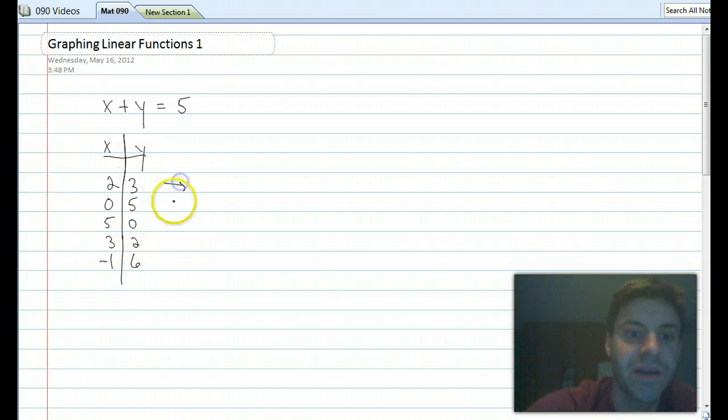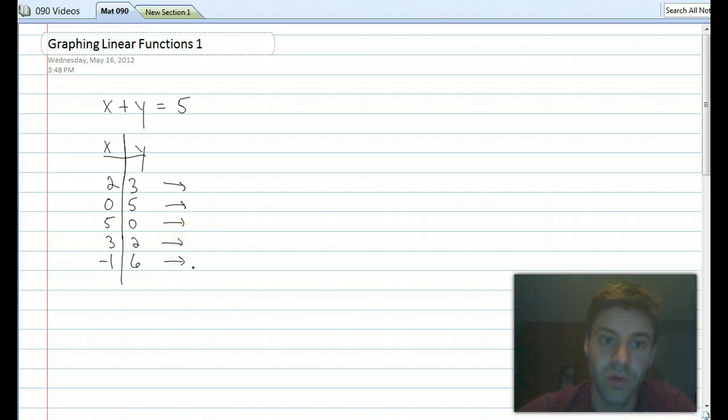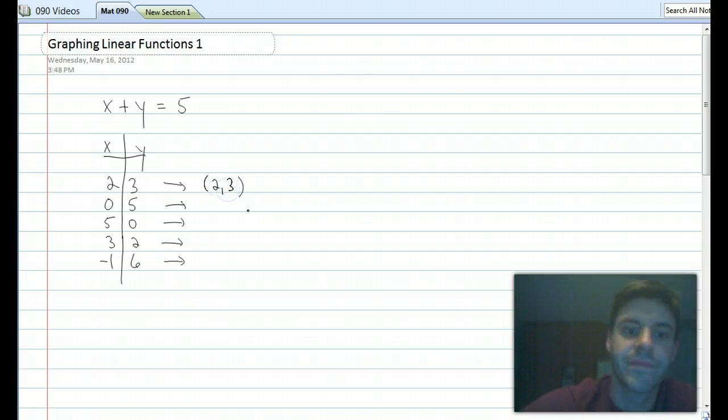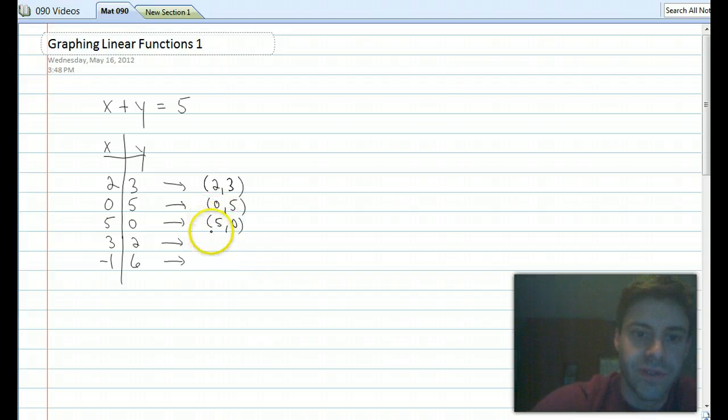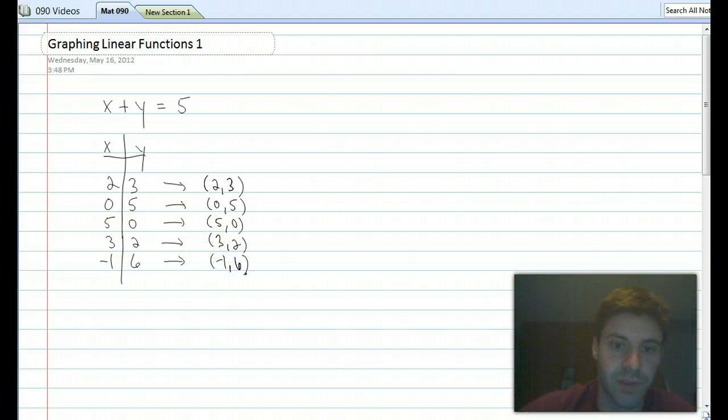So what we're going to do is take this list of x and y values, take each pair, and turn each pair into an ordered pair, or a point. And we're going to graph all of those points and see what the graph of all of these x and y values looks like. So here, x equals 2 and y equals 3 turns into the point (2, 3). The next point we have is (0, 5). The next points would be (5, 0), (3, 2), and (-1, 6). So make your own list. Come up with whatever points you like that satisfy this equation, x plus y equals 5.